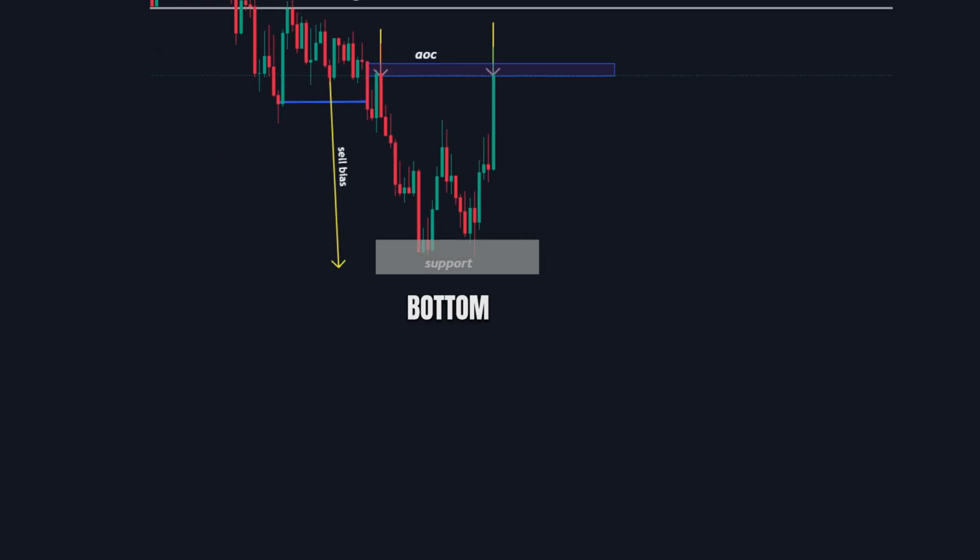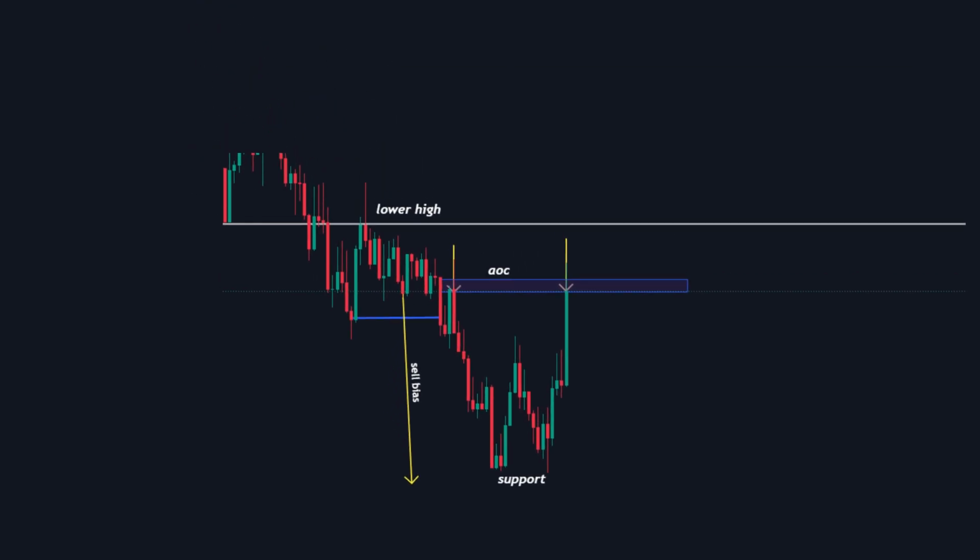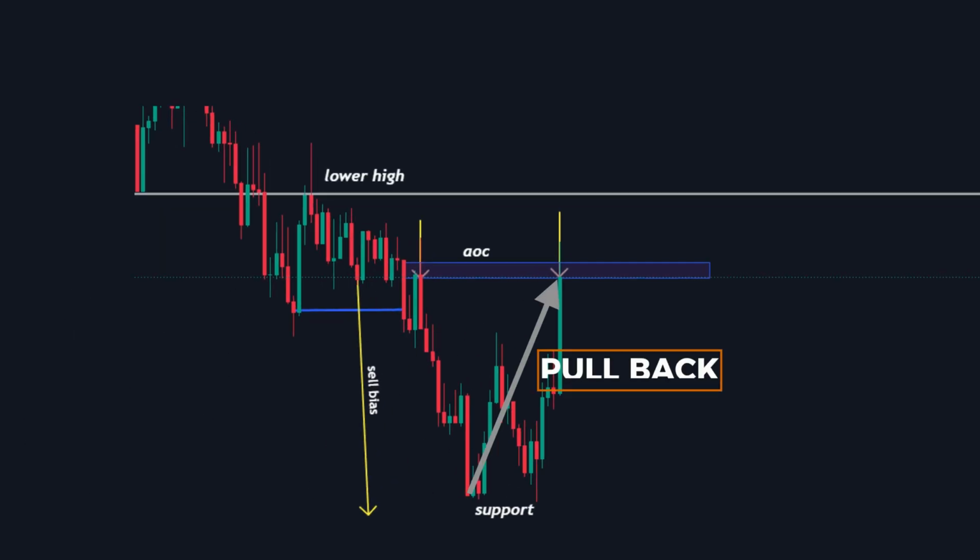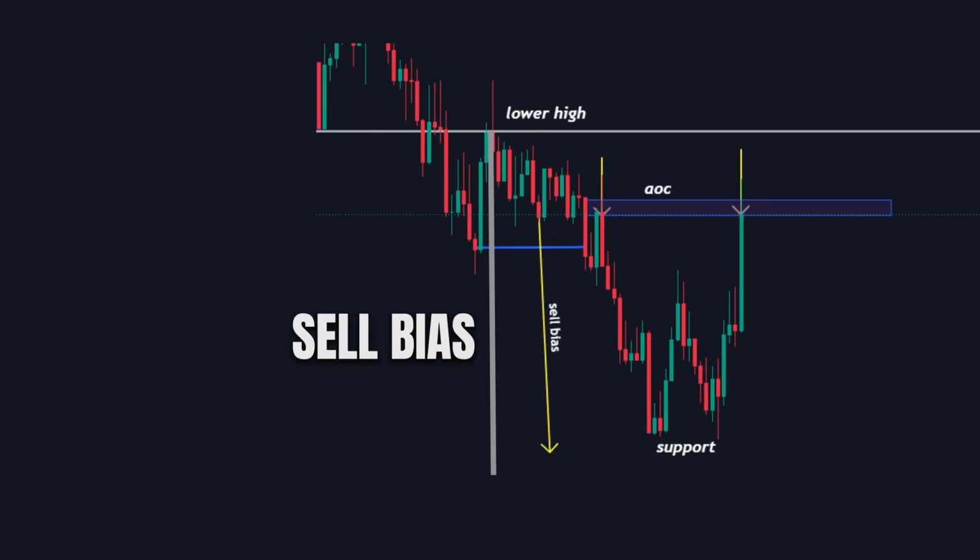When the structure is producing lower highs and lower lows, my job is not to predict the exact bottom. My job is to look for a technically valid location where sellers may return. This one decision removes many weak trades. If the bias is bearish, I stop treating every green candle as a new uptrend. A rally can simply be a pullback inside the larger sell move.